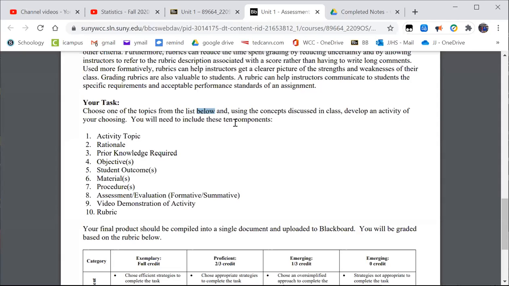All right. So we're starting on a micro level, because if you get it right on the micro level, then when you start propagating it out to fill out an entire curriculum, you're going to have a robust curriculum that's going to be very meaningful and very effective. All right. You'll have to account for these 10 components. You got to give me the activity topic. I think that makes sense. The rationale, why you selected it.